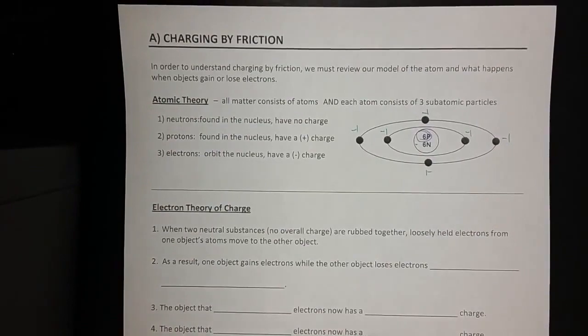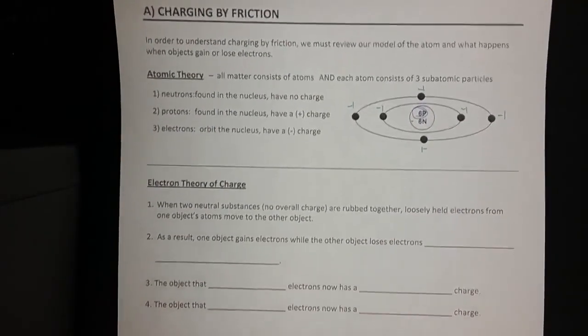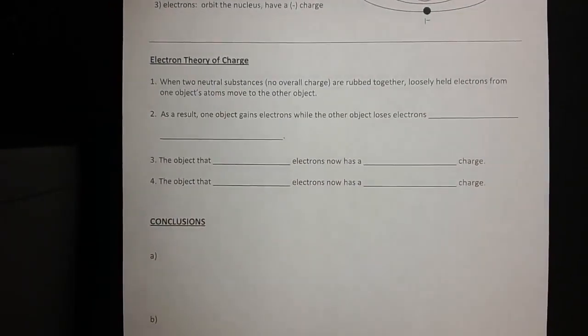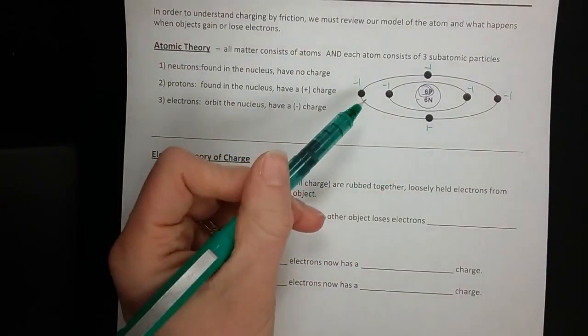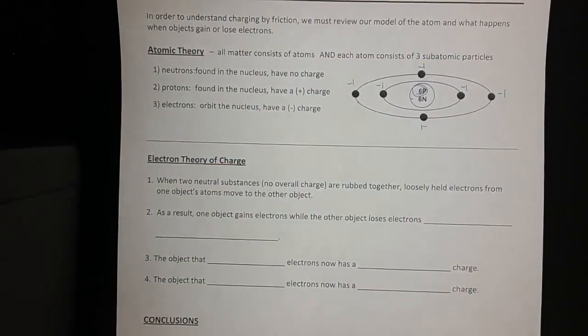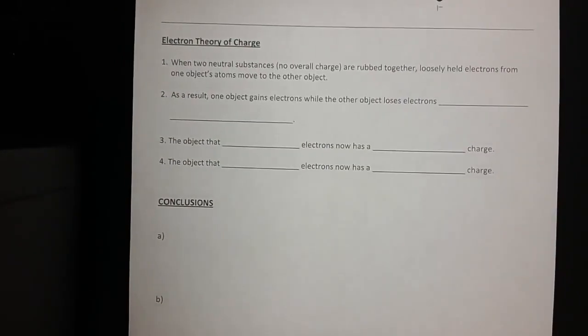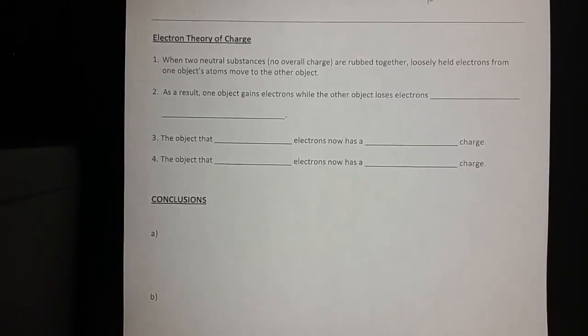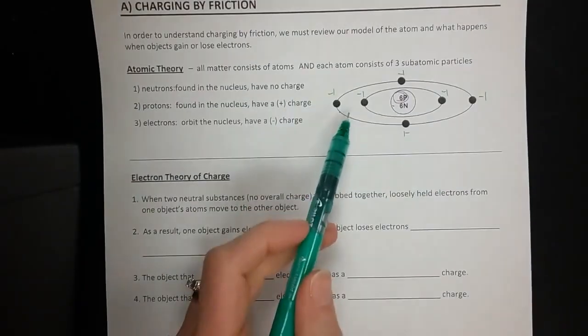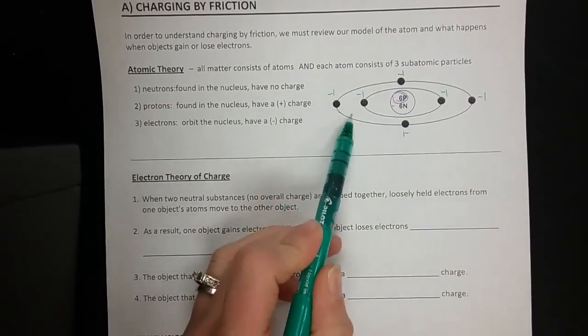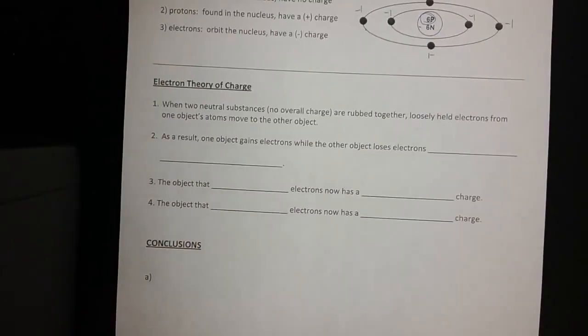Okay, so now you rub two objects together like you did with the balloon or the fur and the rod, and you transfer some of these electrons from one object to another. And so there are 4 things we need to talk about with the electron theory of charge. Okay, so when two neutral substances, remember no overall charge, are rubbed together, the electrons are loosely held. So in these outer orbitals up here, they're going to be given away very easily to another object.